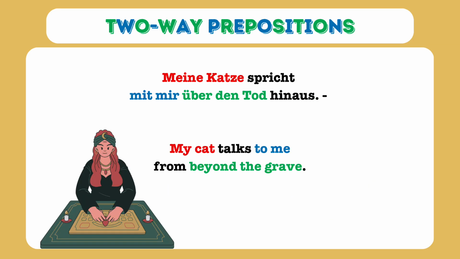Meine Katze spricht mit mir über den Tod hinaus. My cat talks to me from beyond the grave. Über den Tod hinaus. This is a weird phrase, but it is something that comes up occasionally, not necessarily with cats, but über den Tod hinaus is from beyond the grave. This means that it goes above and over death. It's a more metaphysical way of thinking of this preposition, über den Tod, above the death, or from beyond the grave.